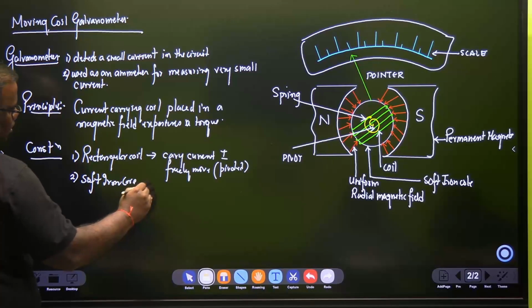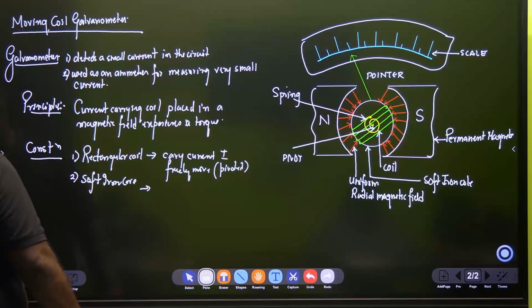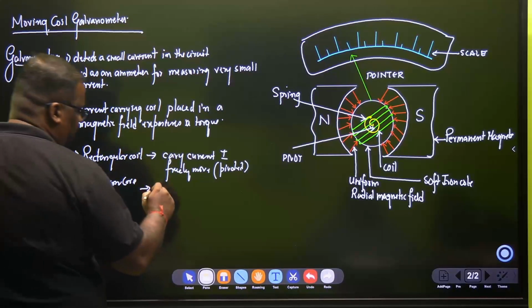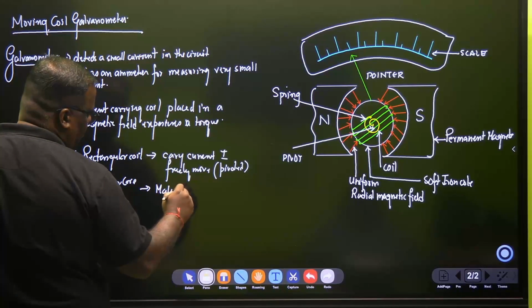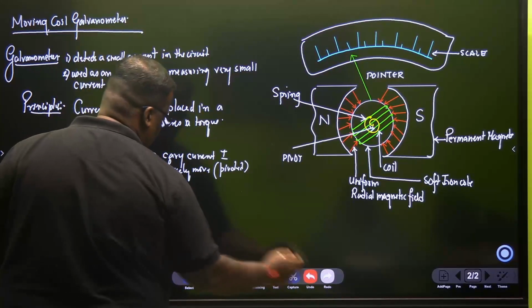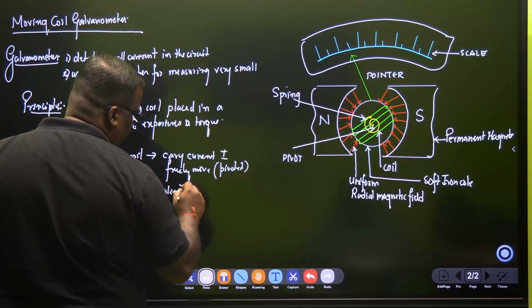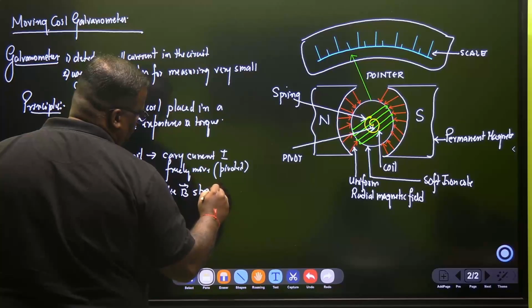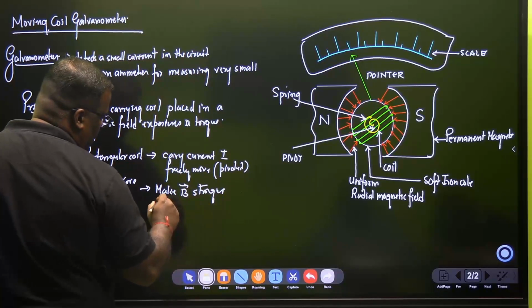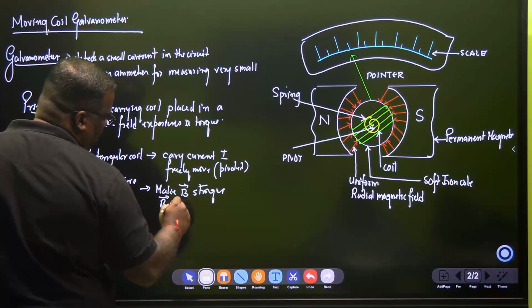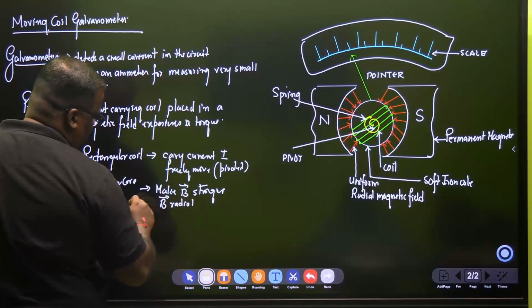Then the next one is the soft iron core. Its main job is to make the magnetic field stronger, make B stronger, and the next one we just discussed, make B radial.